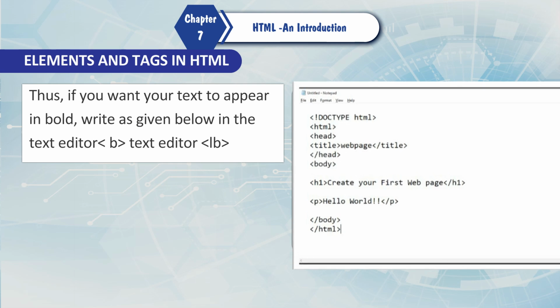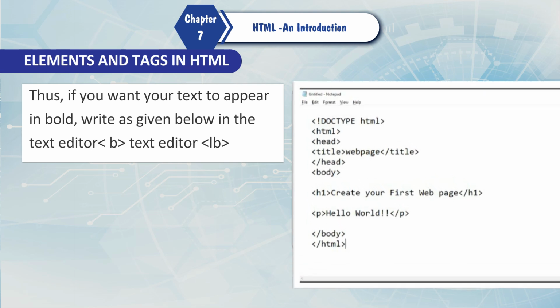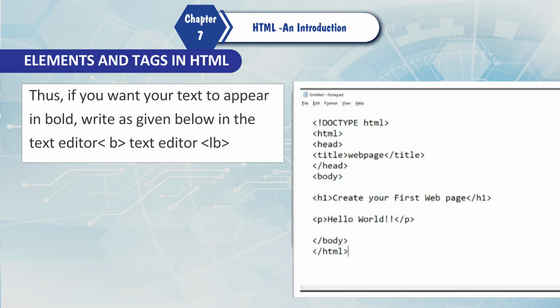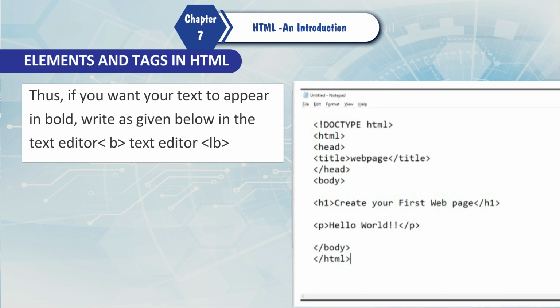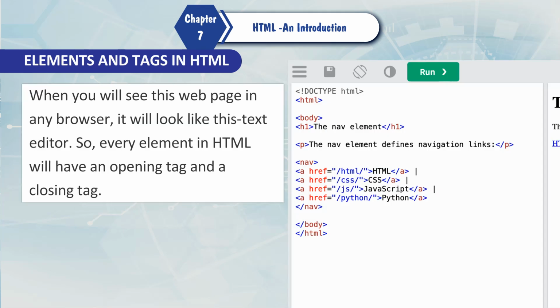Thus, if you want your text to appear in bold, write as given below in the text editor: <b>text editor</b>. When you see this web page in any browser, it will look like this: text editor. So every element in HTML will have an opening tag and a closing tag.